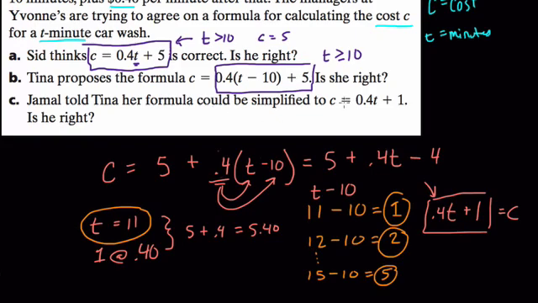And then here in part C, we have Jamal told Tina her formula could be simplified to 0.4t plus 1. Is he right? Yes, that's exactly what we got down here as well, 0.4t plus 1. All right, hope this helped.